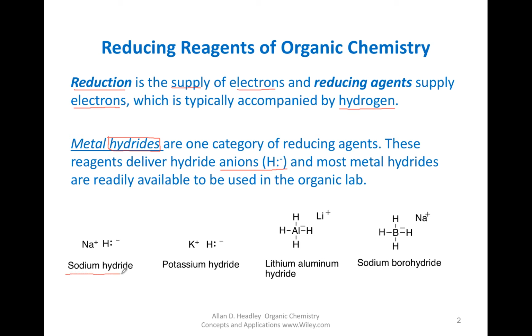Here are some examples. Sodium hydride. Here's a hydride. So that's your reducing agent. Potassium hydride. Here's a hydride, H minus with an unshared pair of electrons. Another one that's commonly used that we covered in an earlier chapter is lithium aluminum hydride. Notice the name again, hydride. And here is the H for the reducing agent. Another one is sodium borohydride. Notice again the name, borohydride. So these are all good reducing agents.